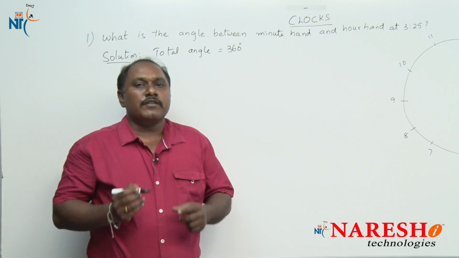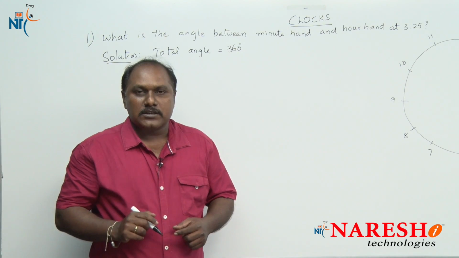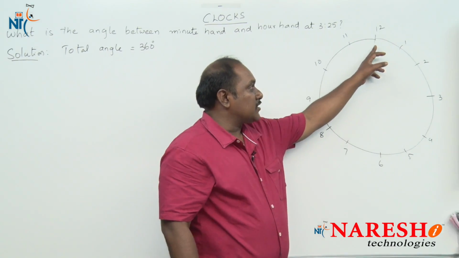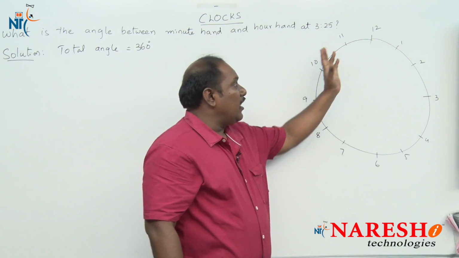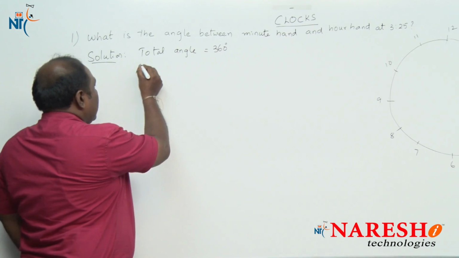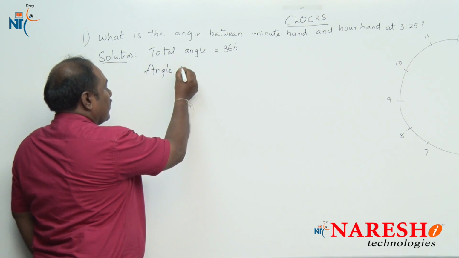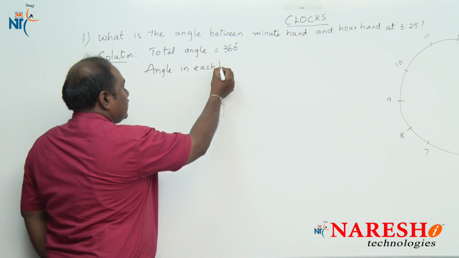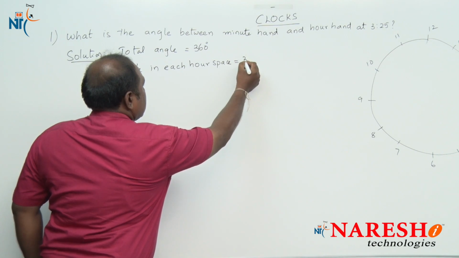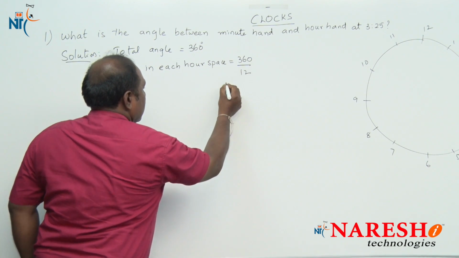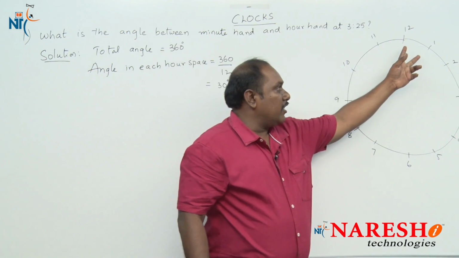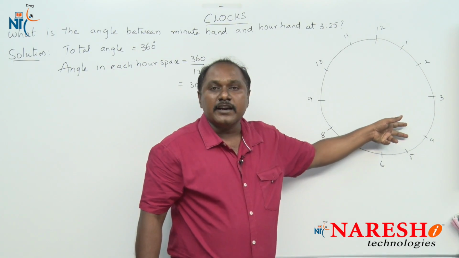Now the circumference of the clock is divided into 12 equal parts called hour spaces. Now you can clearly see those 12 hour spaces 1, 2, 3 and so on. You have totally 12 hour spaces in a clock. Now what would be the angle in each hour space? Angle in each hour space will be equal to 360 divided by 12, that is 30 degrees. So each hour space in a clock has an angle of 30 degrees.